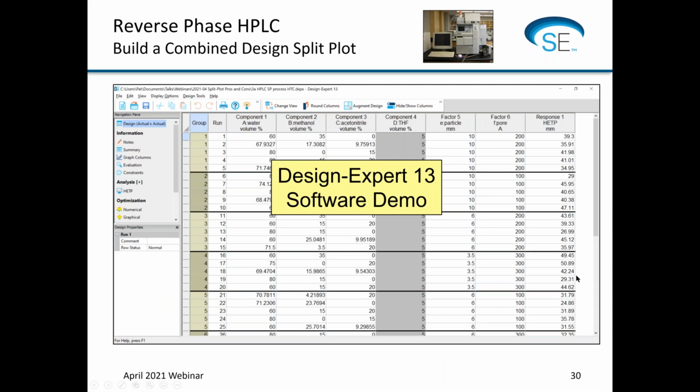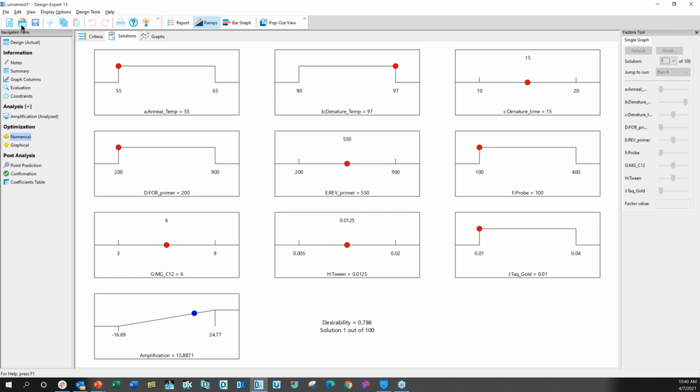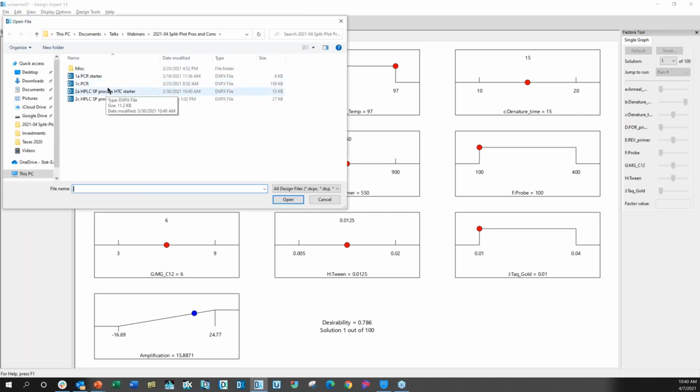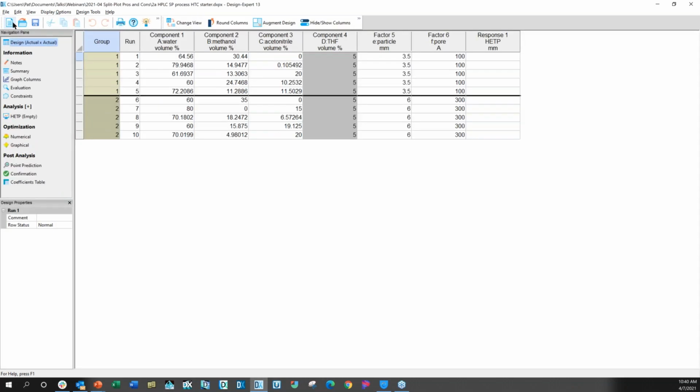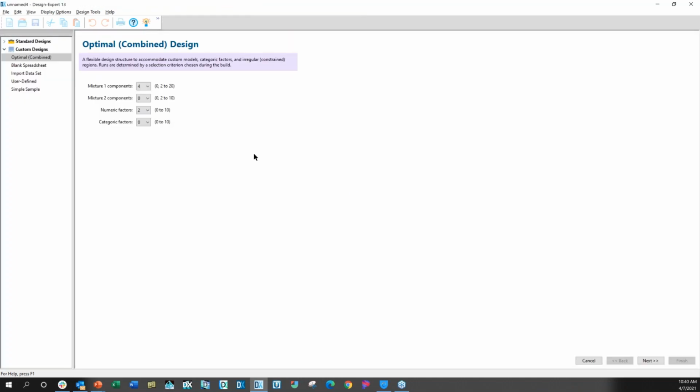Okay, let's see how to set this up. So again, I'm going to use a dummy starter file to save the time of typing in all the factors. Okay, so we start here and we go to custom design. We're going to do an optimal design. Okay, we're going to have 4 mixture components. Remember, one of those is going to be constant, 3 of them are going to vary, but there are 4 components we're going to put in, and 2 process or numeric factors.